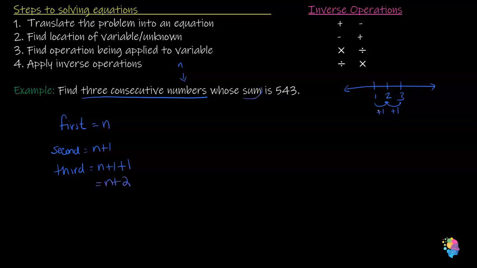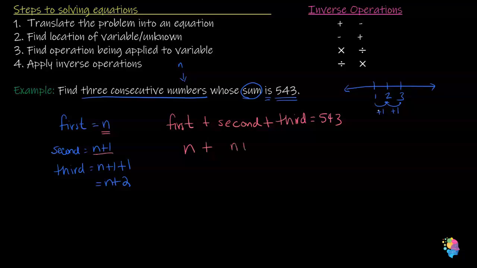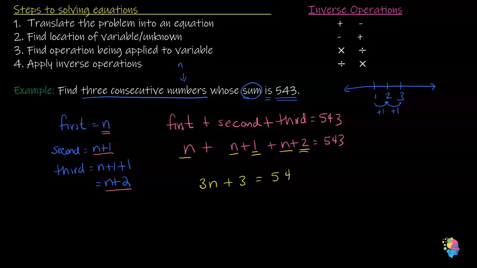Next, they want us to find the sum. That means that I'm going to add the first, plus the second, plus the third, and that's going to give us 543. Well, the first will be replaced by n, the second we replace with n plus 1, and the third one with n plus 2. Combining like terms, we get n plus n will be 3n, and then 1 plus 2 will be 3. And now we're ready to solve our equation.